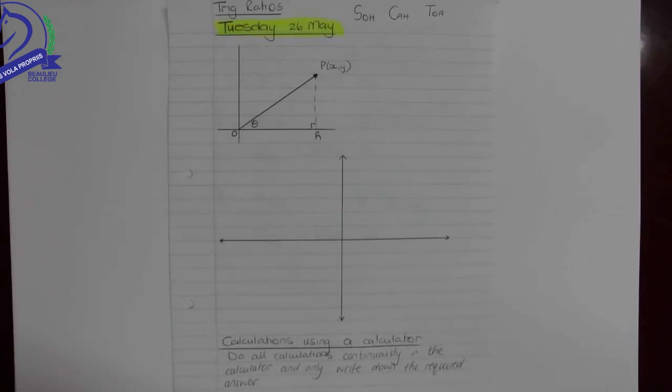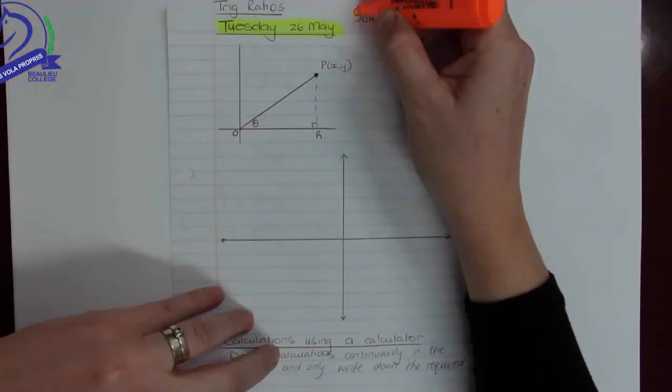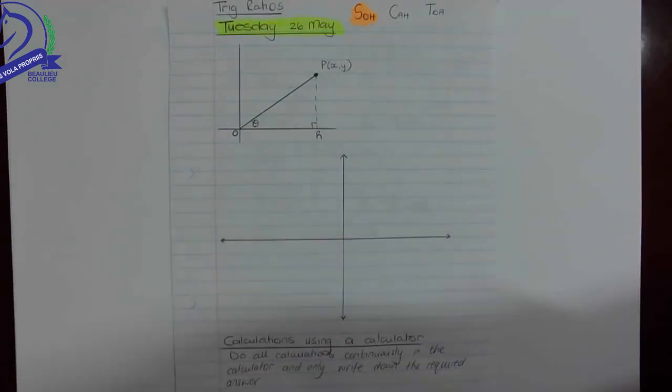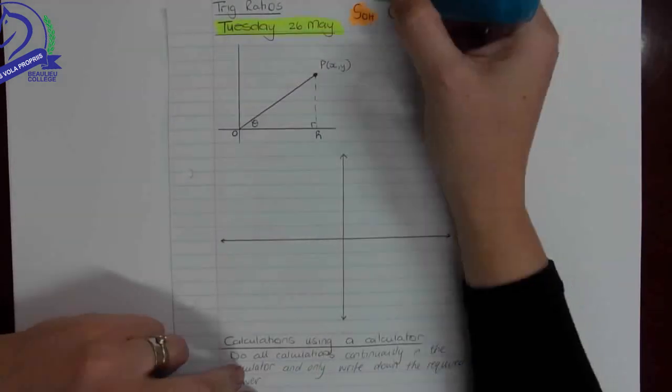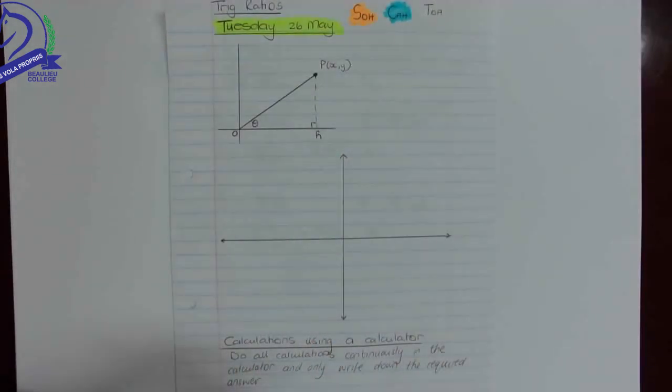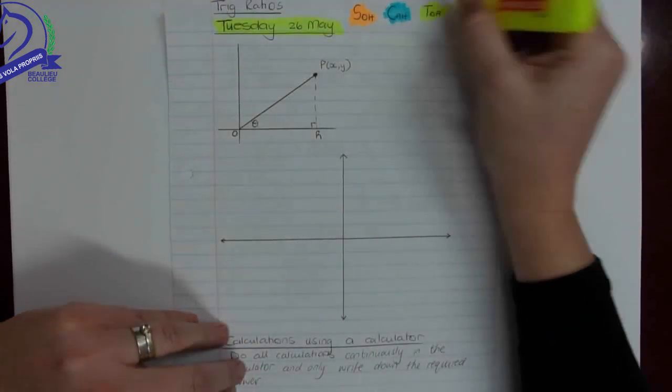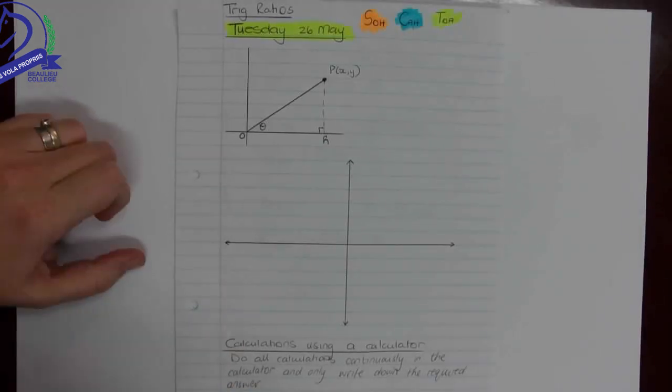Right, so the first thing you need to know about trig is that sine, cos, and tan each has its own ratio. Sine is known to be opposite over hypotenuse. Cos is adjacent over hypotenuse. And tan is opposite over adjacent.